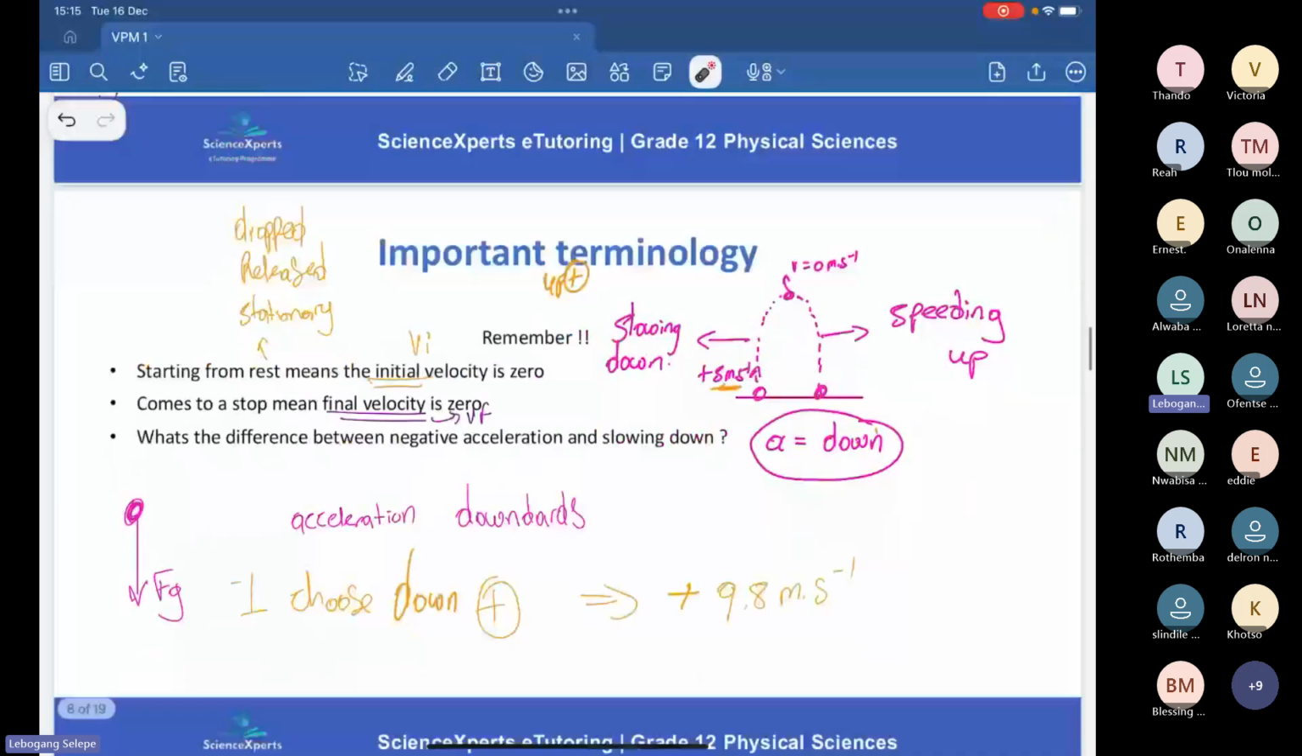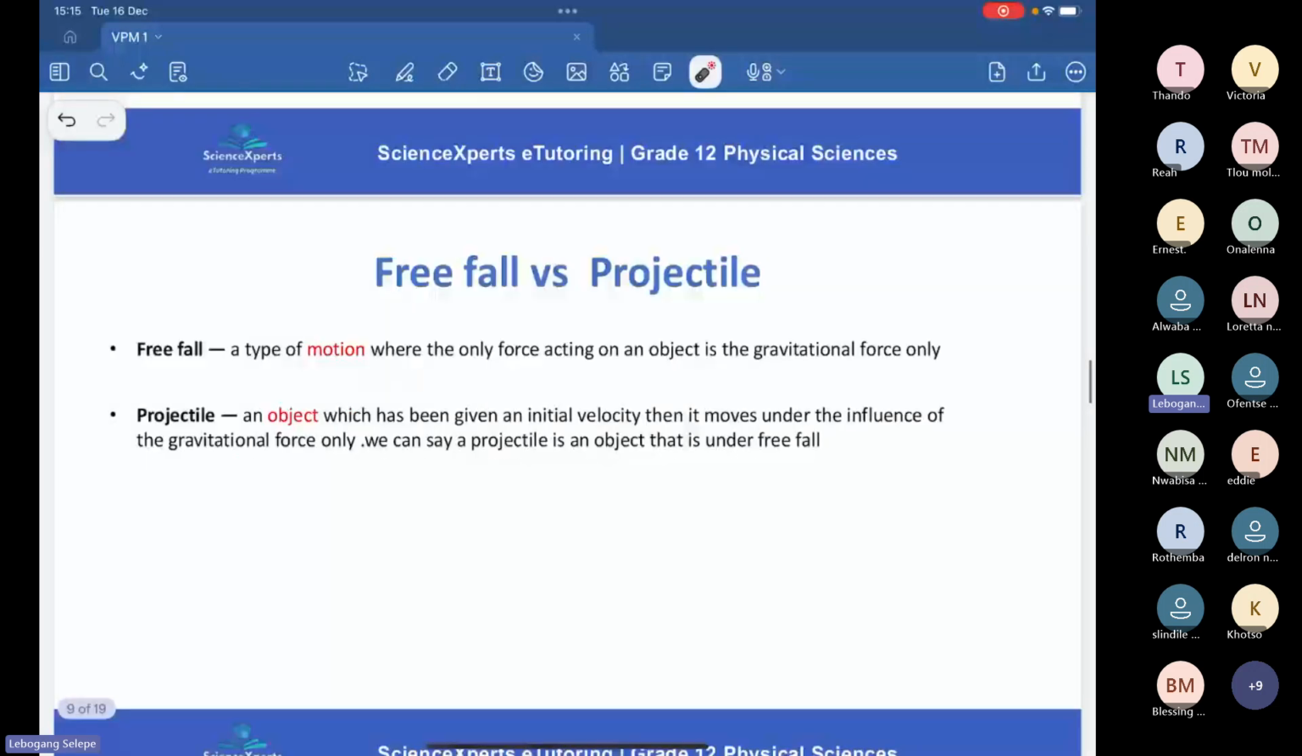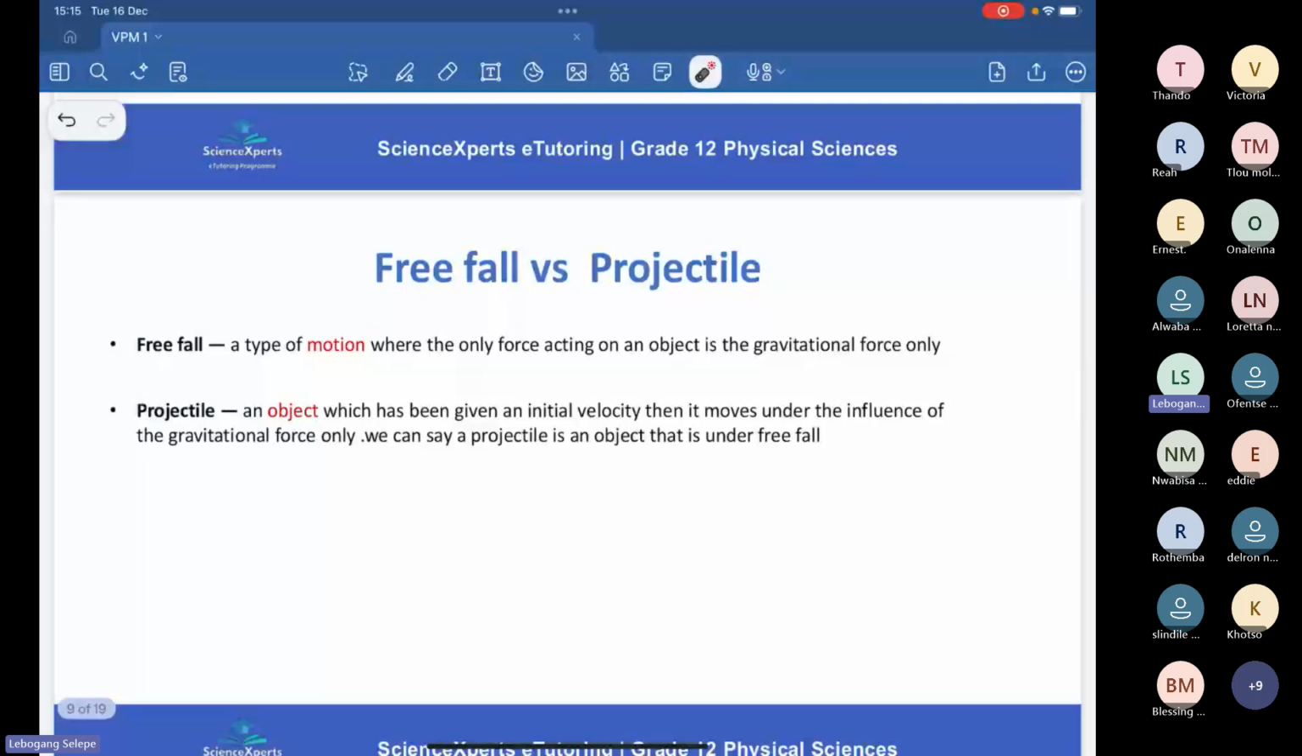All right, guys, let's pass here, yeah? And now talk about free fall and what a projectile is, right? So free fall, as we mentioned, I think I've already introduced to you guys what vertical projectile is. You already now have an idea. So free fall, it's a type of motion where the only force is gravity, right? A projectile now is an object that undergoes free fall. That's how I can summarize it, right?